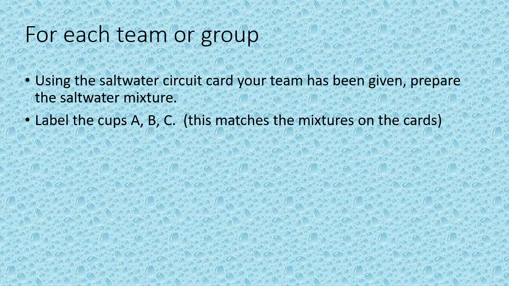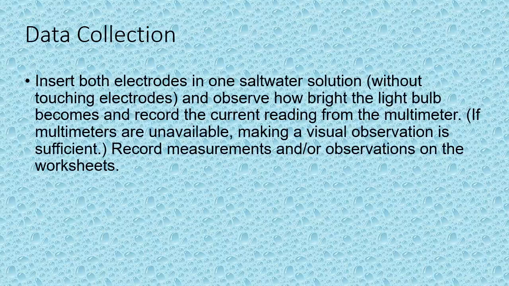Okay, and then what we're going to do is create that saltwater circuit. So using the circuit cards that are being given to you, you're going to prepare your saltwater mixture. Everybody's going to start off with 300 milliliters of water, and then you might want to do 3 separate cups, A, B, and C. Prepare a saltwater mixture for A, prepare a saltwater mixture for B, and prepare a saltwater mixture for C. This matches the mixtures that are listed on the cards. And again, you may need to pause this as you're going.